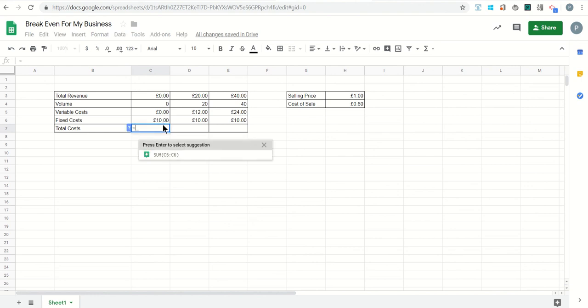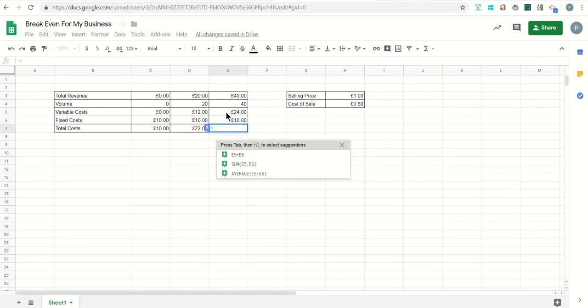So for this one, we type equals, we click on the variable costs, we add, this time, shift and plus, if you can find that on the keyboard, the two together. So variable plus fixed, again, equals variable plus fixed. So that now tells us for 20 items, we're spending £22 in total because we're adding the variable cost to the fixed costs, the £12 to the £10. For 40 items, we're spending £34 in total.